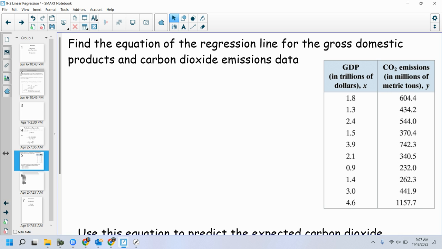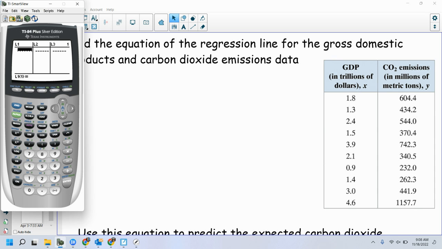What do you think is going to happen as I increase GDP? Carbon emissions is going to do what? It's going to increase, right? The higher the GDP, I would guess that the carbon emissions is going to go up. More factories and stuff working.